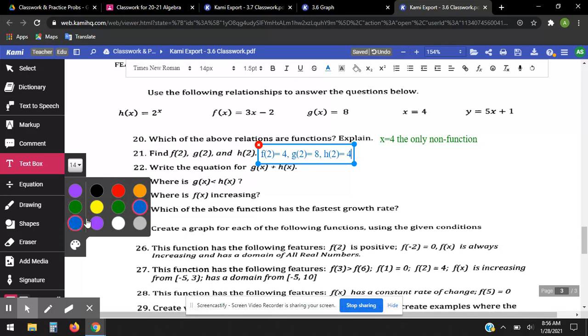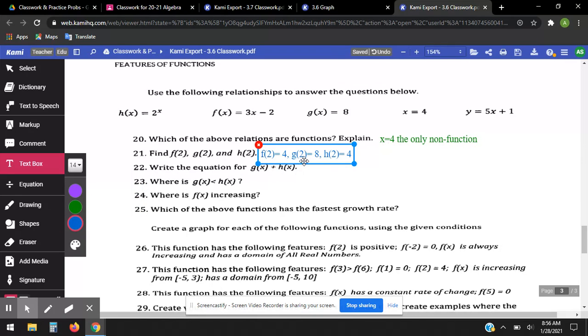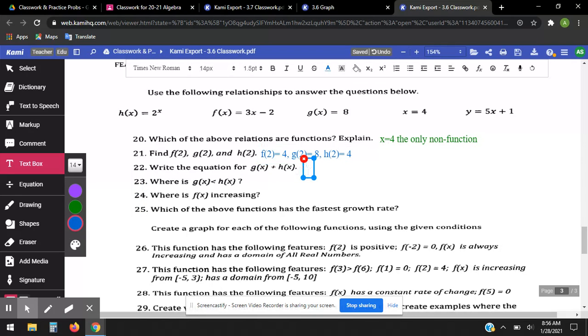Change colors since we're kind of getting crowded. Write the equation for g of x plus h of x. Okay, so g of x is 8. So I'm going to put 8 plus, what's h of x? h of x is 2 to the x, so I'm going to put plus 2 to the x, and that equals y on here since we don't really have another answer. Okay, so I just put the two together.